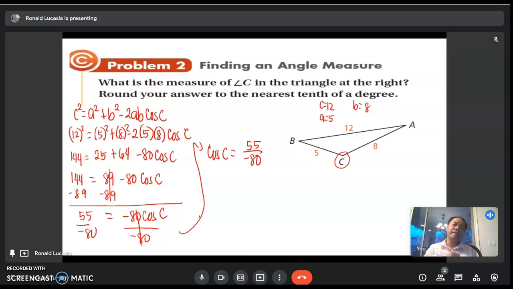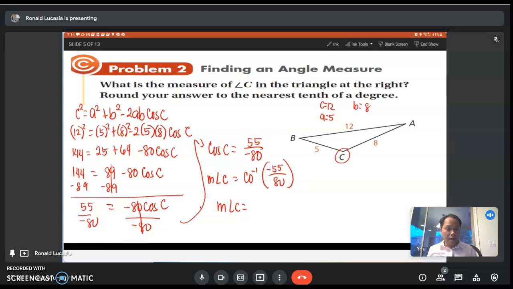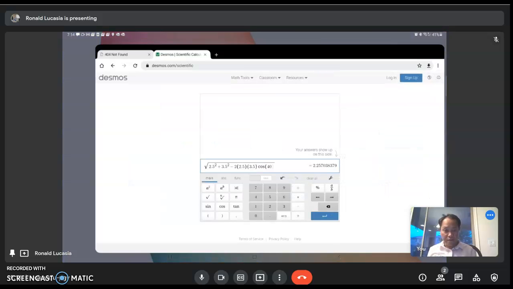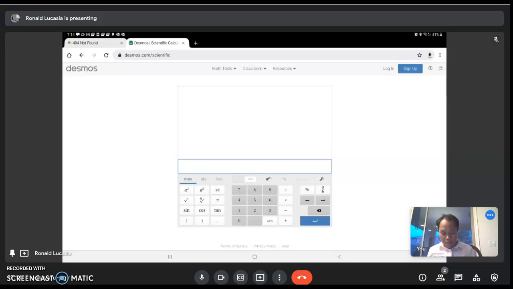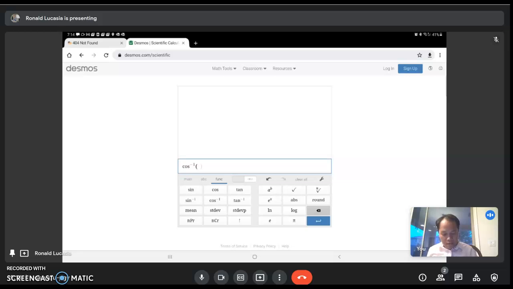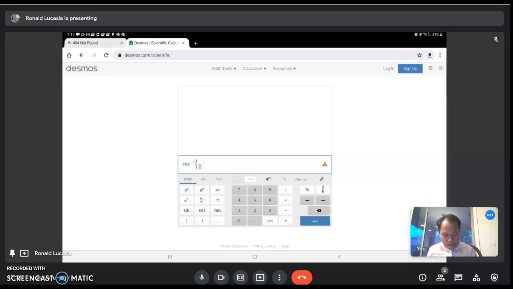In order for us to find the degree measure of angle C, we use the inverse of the cosine. So that's cosine inverse of negative 55 over 80. Let's use our Desmos scientific calculator to find the inverse of cosine of negative 55 over 80. So we have the function, this is cosine inverse, and then negative 55 over 80.